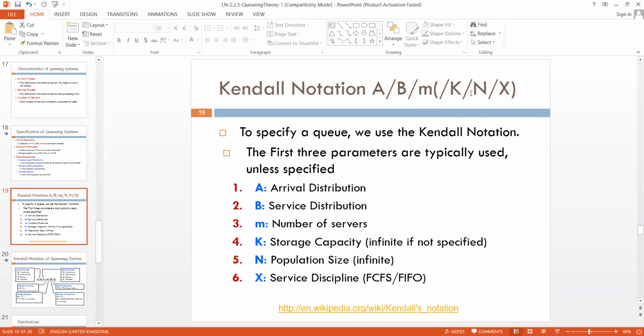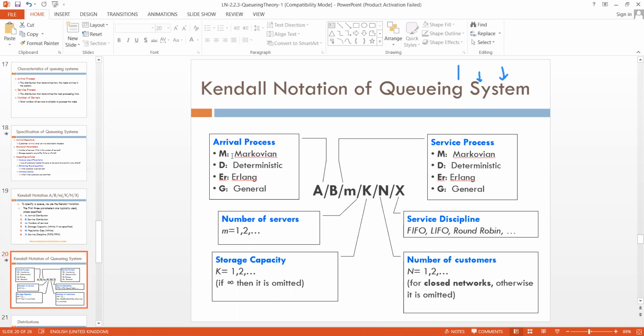Then this is the storage capacity. Okay, then we talk about the size of the population. Okay, whether we can have a finite or infinite size. Then the service discipline. Okay, are we talking about priorities, or FIFO, or LIFO? Okay, I think it's the same explanation here.